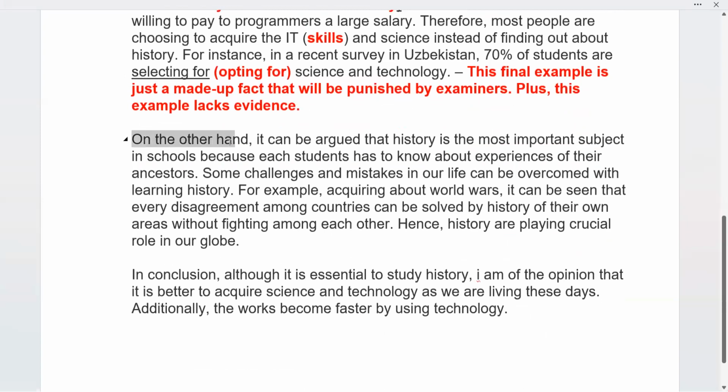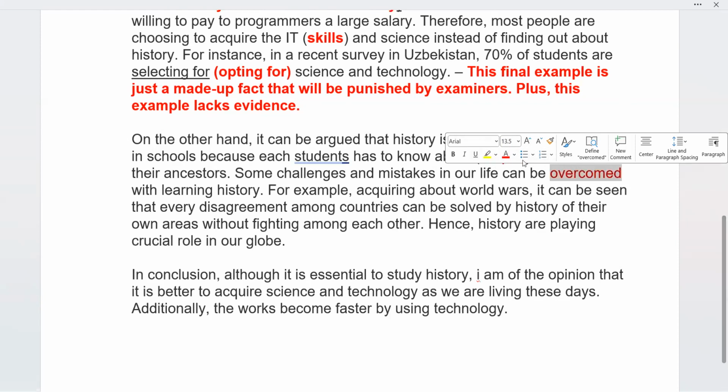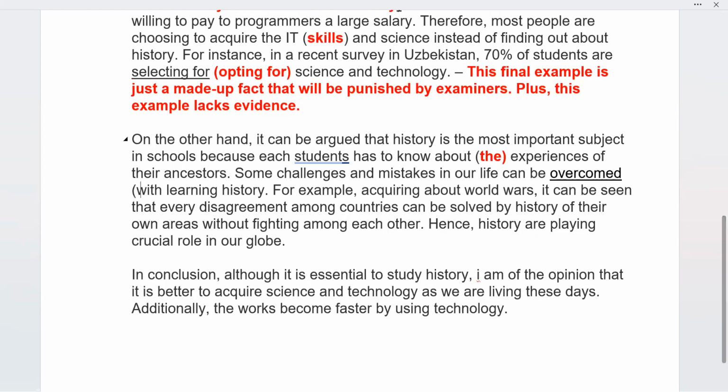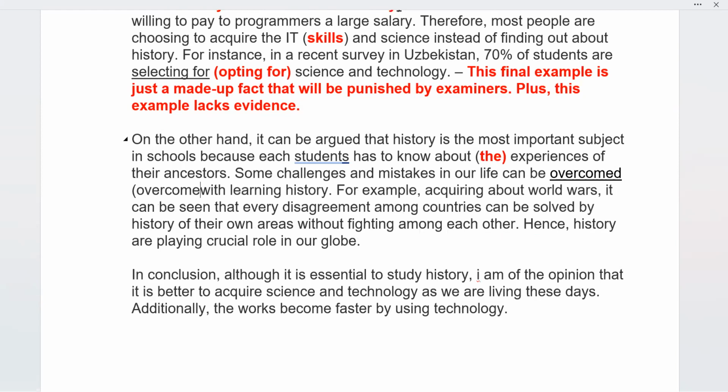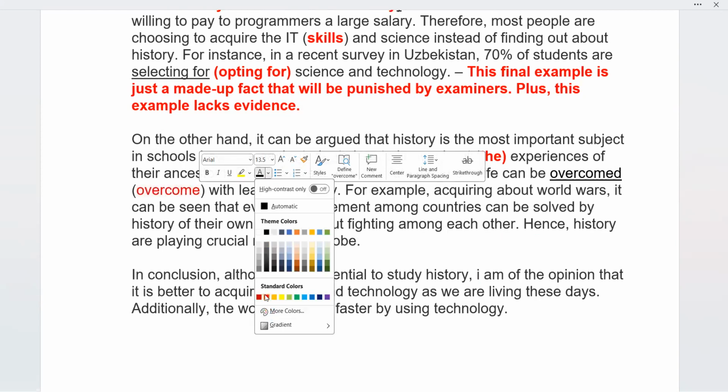And the second body, on the other hand, it can be argued that history is the most important subject in schools because each student has to know about the experiences of their ancestors. Some challenges and mistakes in our life can be overcome. Well, we have a classic mistake here, overcome. So can be, now we have verb three, so we actually have to say overcome. Overcome is the correct word, correct tense that you have to be using there.